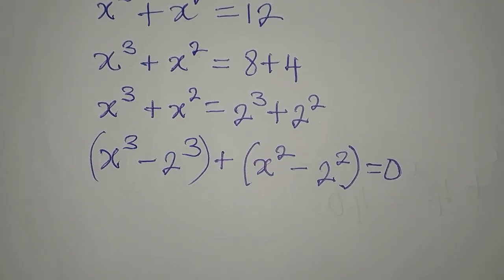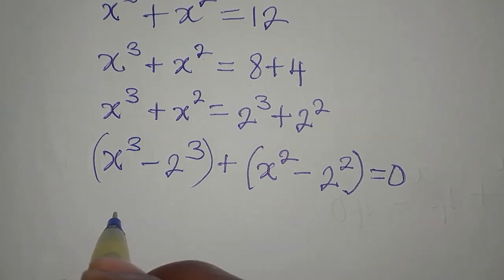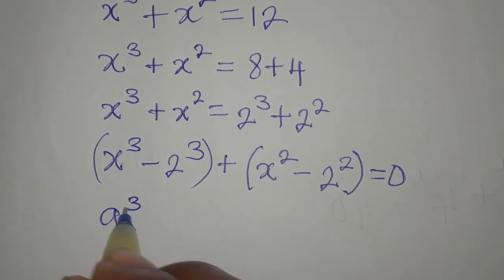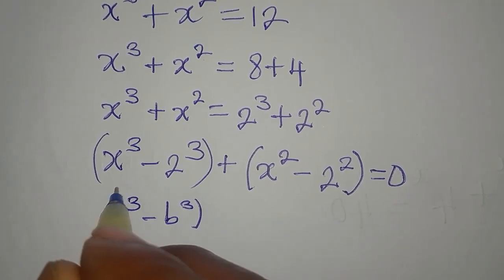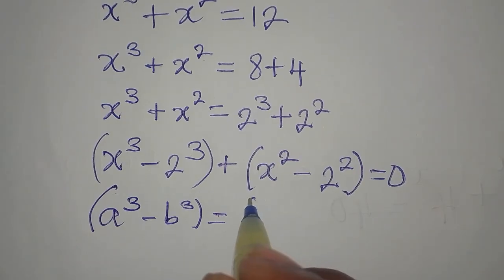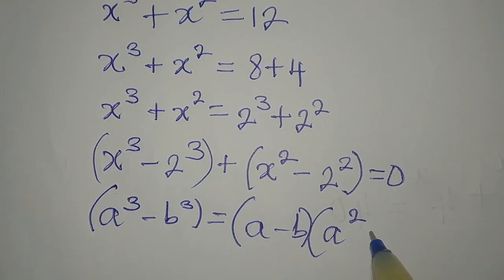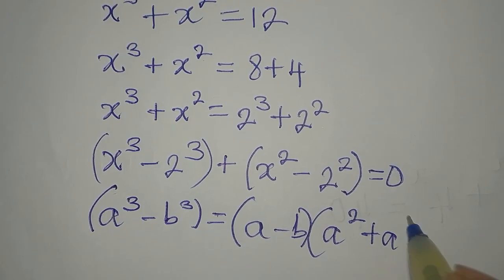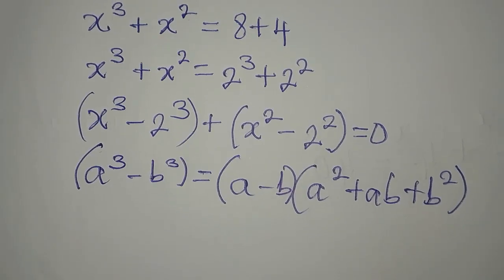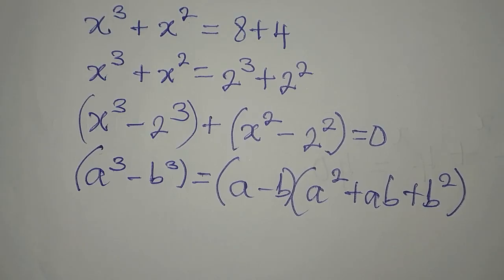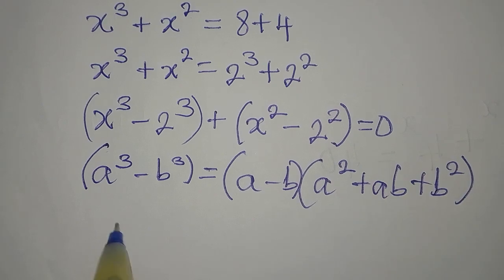So the next step we're going to take is to express the difference of two cubes in this form. a to the power of 3 minus b to the power of 3 is equal to a minus b into a squared plus ab plus b squared. The whole of this is for the difference of two cubes. And then after that, we will come back to the difference of two squares here.